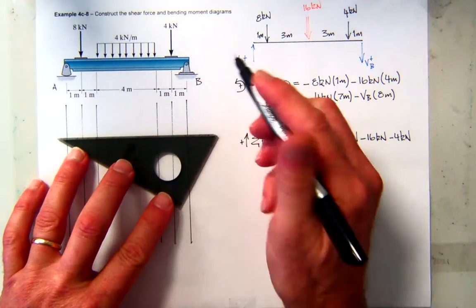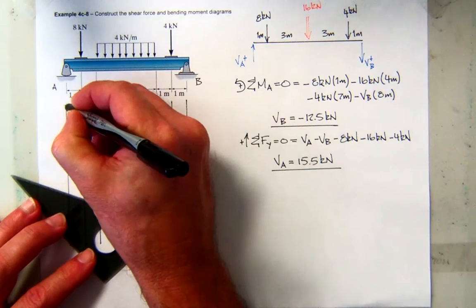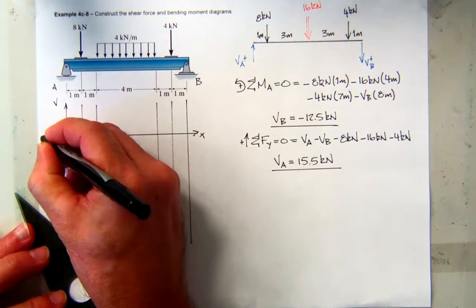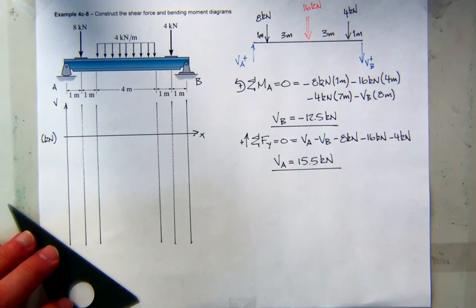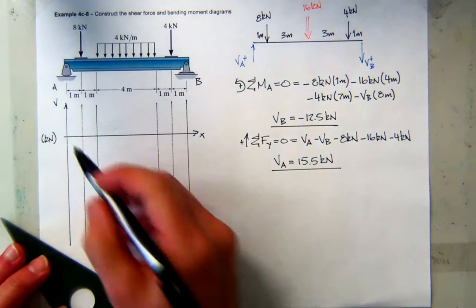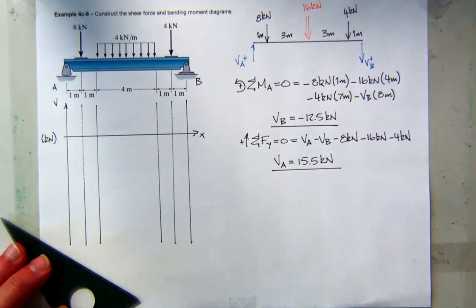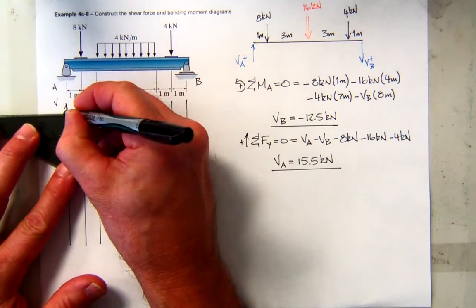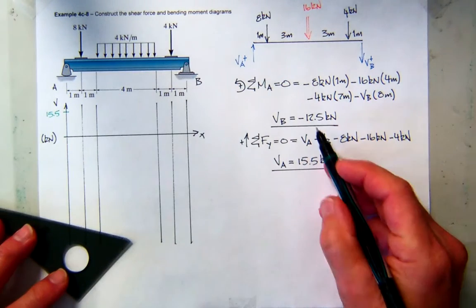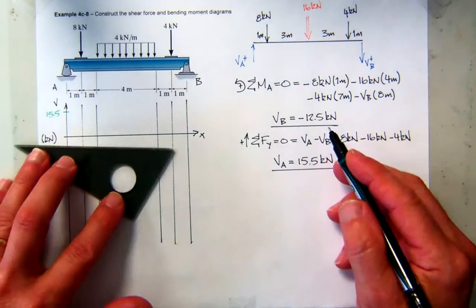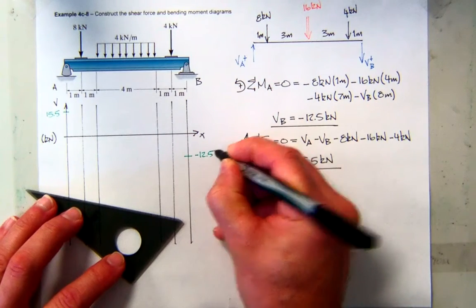So I'll come first and I'll mark my positive x-axis, my positive shear. All my units will be in kilonewtons. Let's mark what I know. What is the shear at A? 15.5. Positive. What's the shear at B? Negative 12.5.